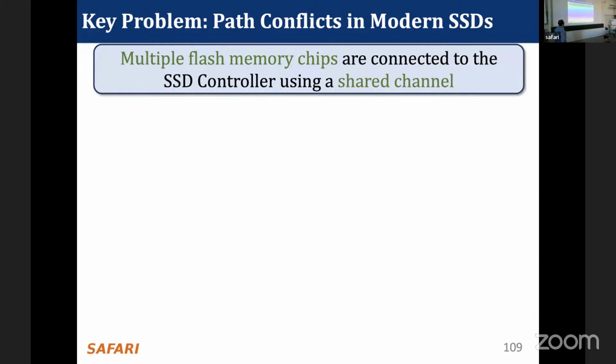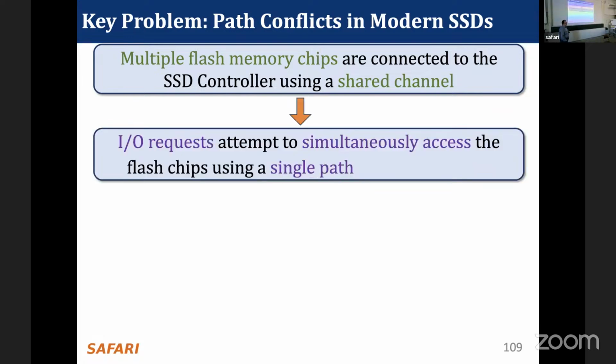Multiple flash memory chips are connected to the SSD controller using a shared channel. Remember that shared channel that I showed, that several flash chips are connected to the storage controller. And I/O requests attempt to simultaneously access the flash chips using a single path. So that's the problem. If you can distribute your I/O accesses across the channels, then you can benefit from the parallelism. But if your requests, because of your bad luck, are scheduled to the same channel, then they need to be serviced serially, and you cannot benefit from your internal parallelism.